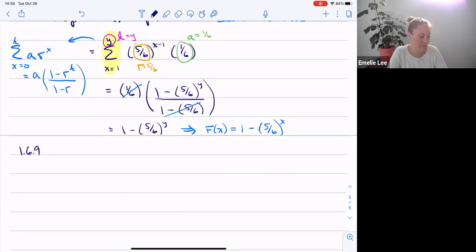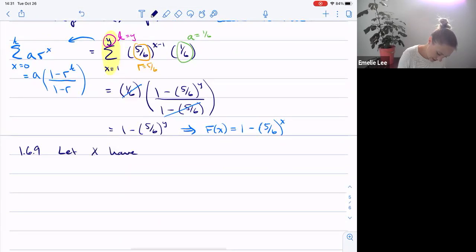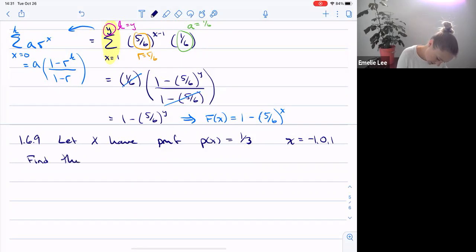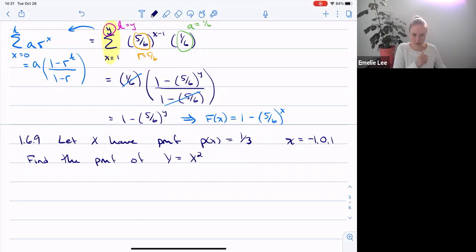(1.6.9). What we wanted to find: let X have PMF P of X equals 1 over 3 for X equal to -1, 0, and 1. Then we're going to find the PMF of Y equals X squared.